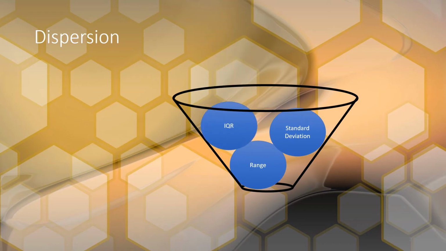And then lastly, you need to know the interquartile range, which is IQR, and this is the dispersion around the median. And all of this makes up the spread of a distribution.